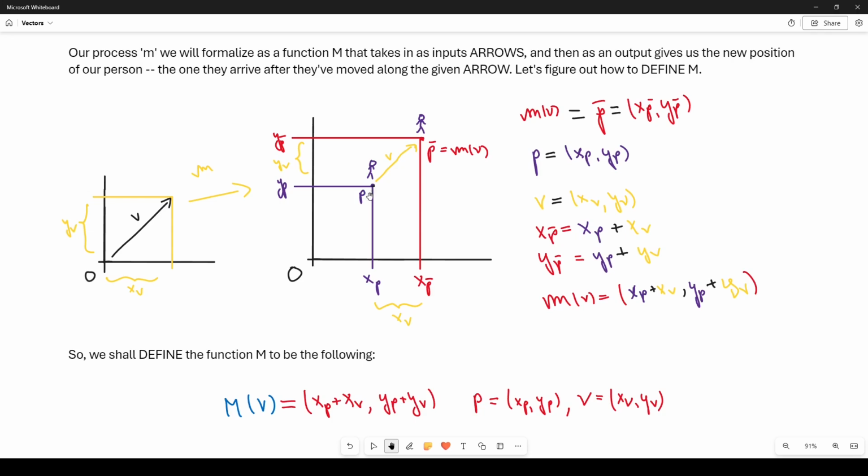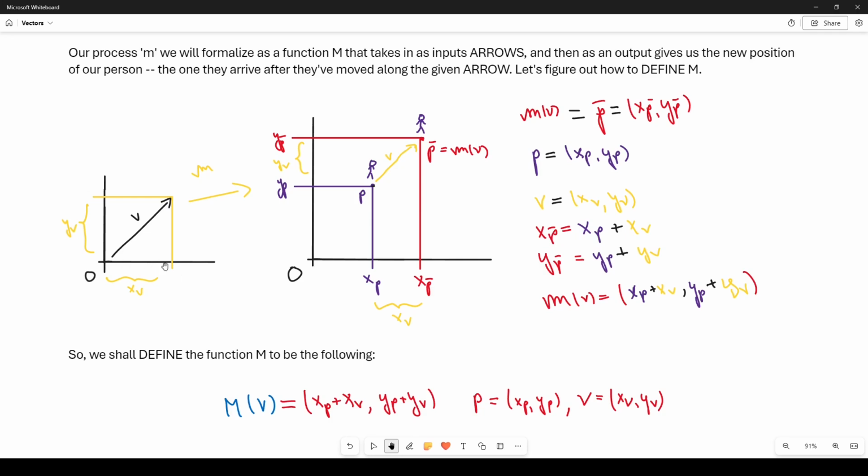Well, we know the original coordinates of the position of our person before they've moved. So some point P, and the coordinates are xp and yp. And after moving along V, they reach this point, and this point has these coordinates. Well, to reach the new x coordinate, our person has to move xv in addition to xp, as we can see.